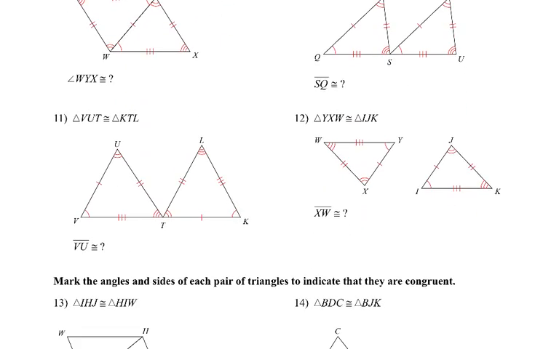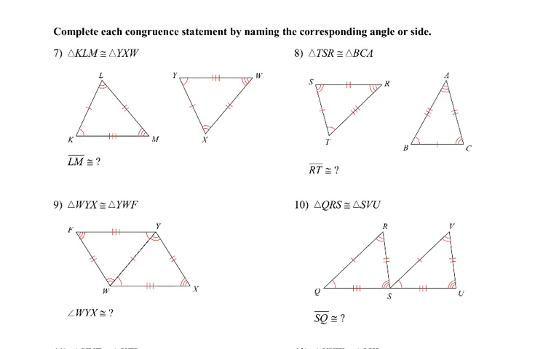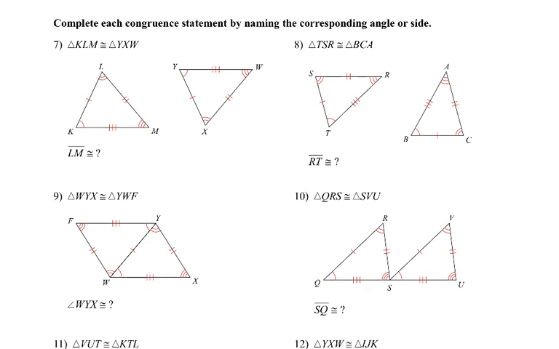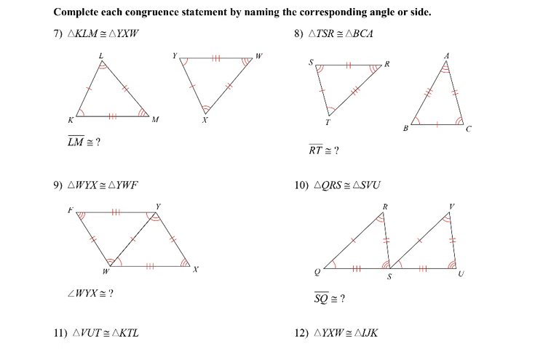So this first section here, 12 through 7, okay, wants us to complete each congruency statement. Okay, first thing to notice is the order of the triangles. See how K is first and Y is first. If I look at angle K and Y, see how they have 1 mark? That means they're congruent. Same with L, 2 marks. X, 2 marks. They're both in the middle. M, 3 marks. W, 3 marks.